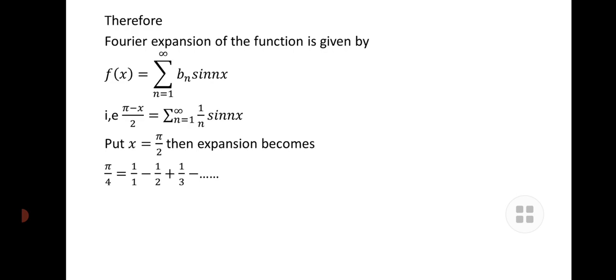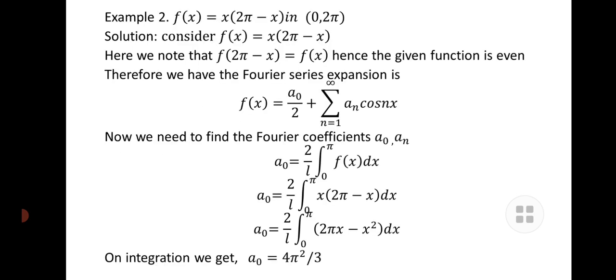You already know how to expand and how to analyze the summation values. In another example, f of x is equal to x into 2 pi minus x in the interval 0 to 2 pi. f of x is equal to x into 2 pi minus x, and that is equal to f of x, because the function is even. Therefore, if the function is even, we already know that the Fourier expansion contains a0 and an.